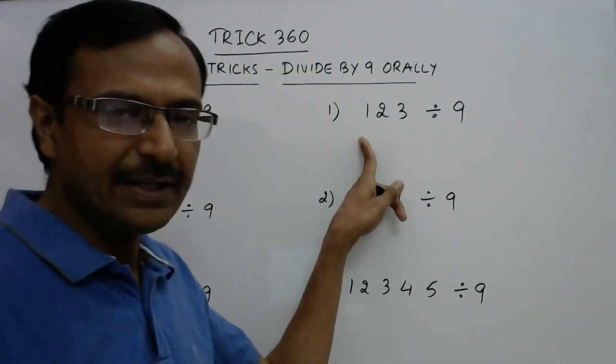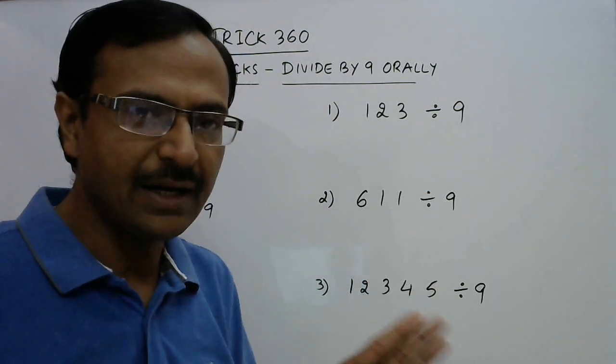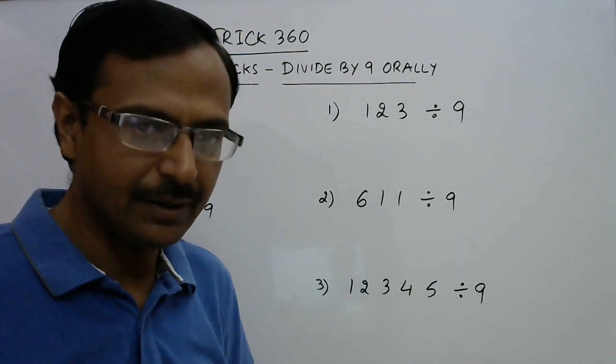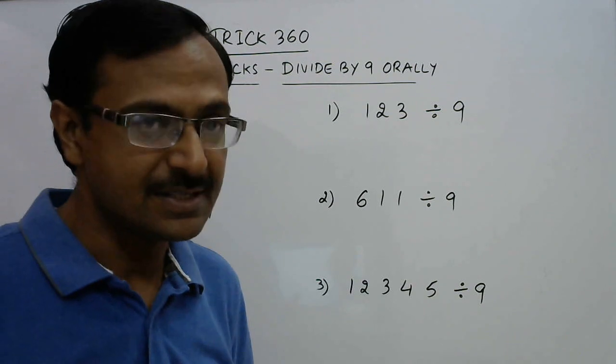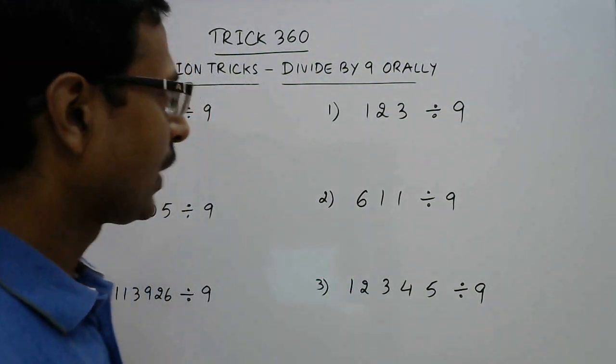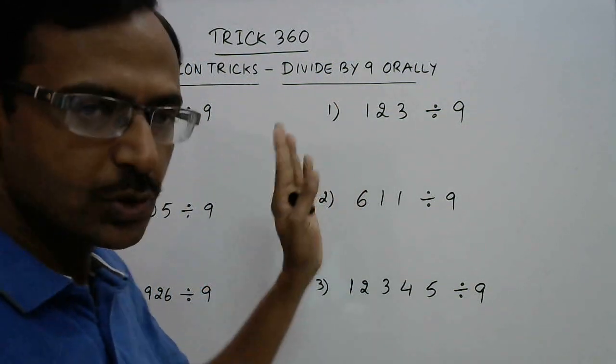See, when we have to divide a number by 9, we will try and find the quotient and the remainder, not the answer in decimals. So the method goes like this.